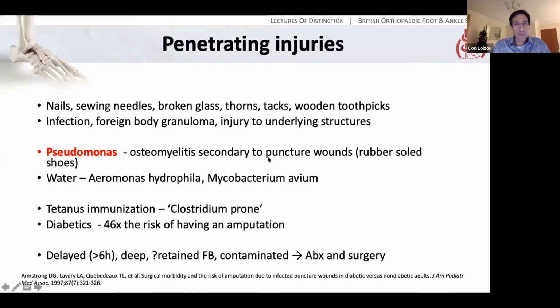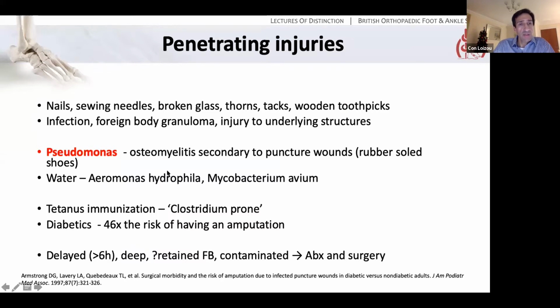Lastly, I just want to talk about penetrating injuries, which are fairly common in the foot, and they usually happen with nails, sewing needles, broken glass. They can cause infection, they can cause foreign body granulomas, or they can cause injury to underlying structures such as nerve, vessels, and tendons. Now, Pseudomonas is the commonest cause of osteomyelitis secondary to puncture wounds.